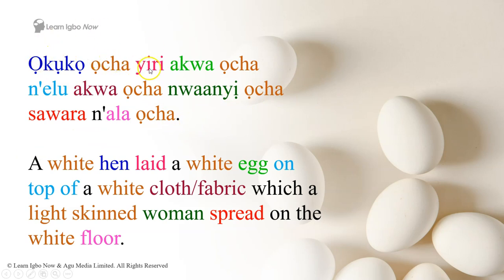Ọkụkọ ọcha yiri akwa ọcha. N'elu akwa ọcha nwaanyị ọcha sawara n'ala ọcha. And so I'm going to ramp it up a bit now, because that's the fun in tongue twisters. You learn how to say the sentence, and then you ramp it up and say it as quickly as you can multiple times. So I'm going to try and say it 5 times now, as quick as I can.